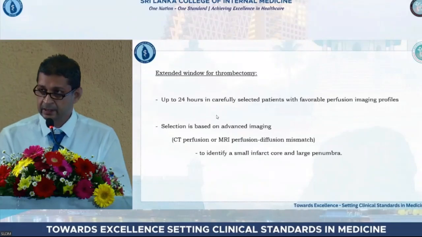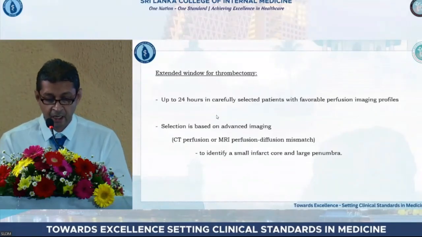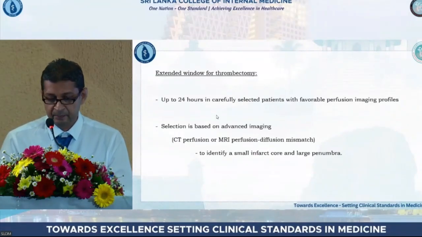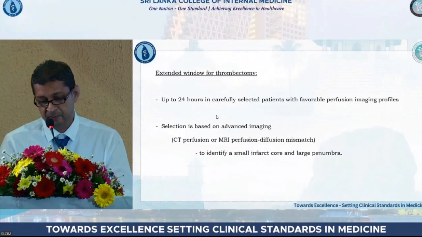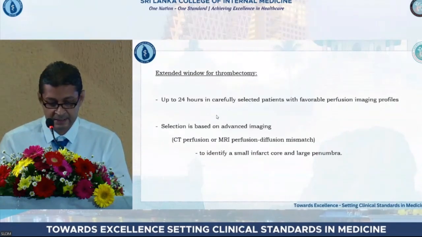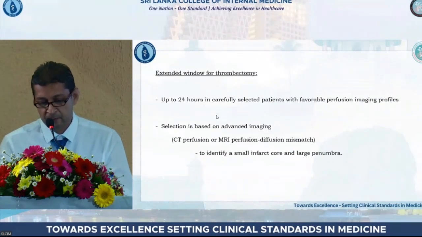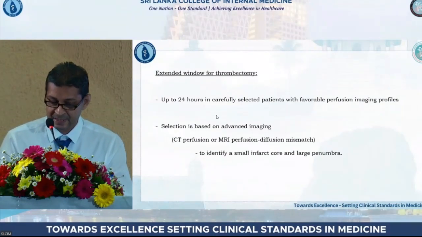Thrombectomy window period can be extended up to 24 hours in carefully selected patients with favorable perfusion imaging profiles. Selection is based on CT perfusion or MRI perfusion-diffusion mismatch.